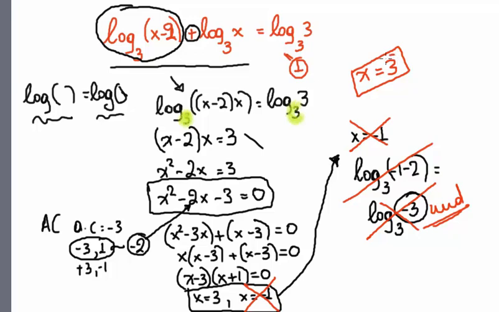If you plug in the number 3 in the first one, you get the log of 1 with base 3. If you plug in the 3 in here, then you get the log of 3 with base 3. The log of 1 with base 3 is 0. The log of 3 with base 3 is 1. So 0 plus 1 is 1. And the right side is 1 as well. So your result is 1 equal to 1.